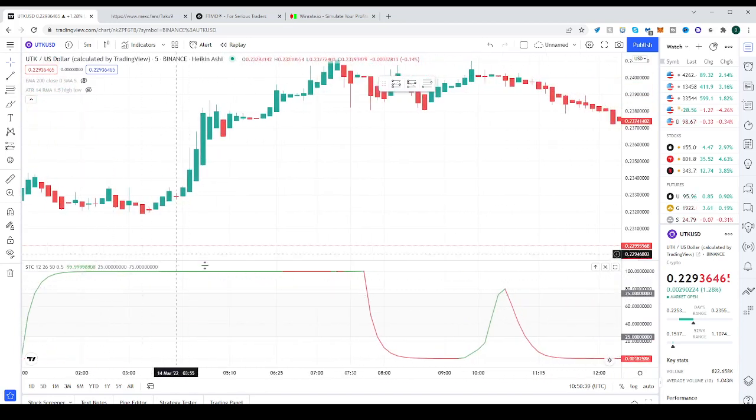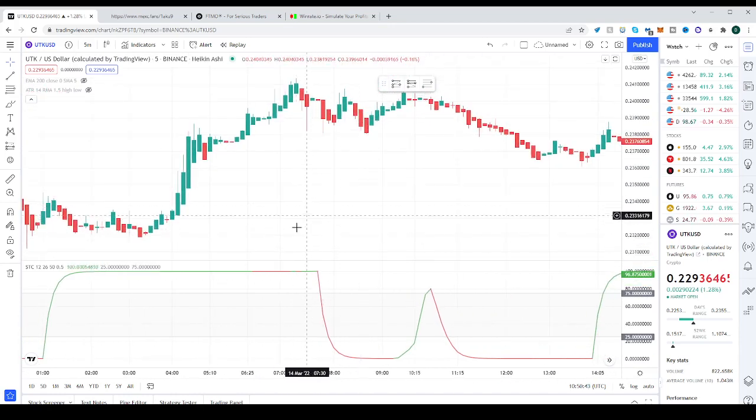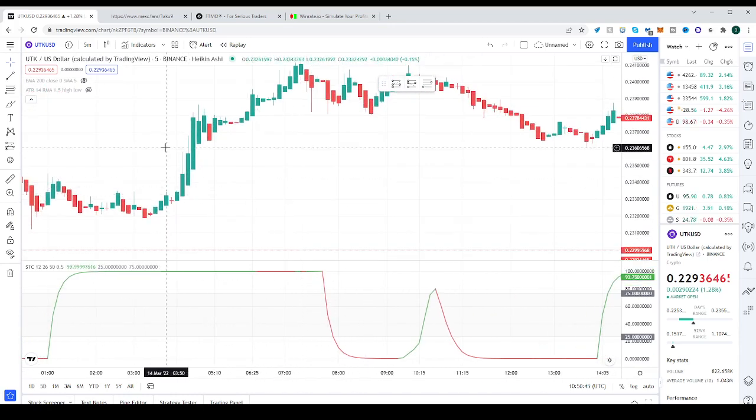This is usually not how it goes. Usually quite shorter cycles. Holds, and boom, starts dropping. But you can't really rely only on one indicator. That's why I like to use EMA with it.